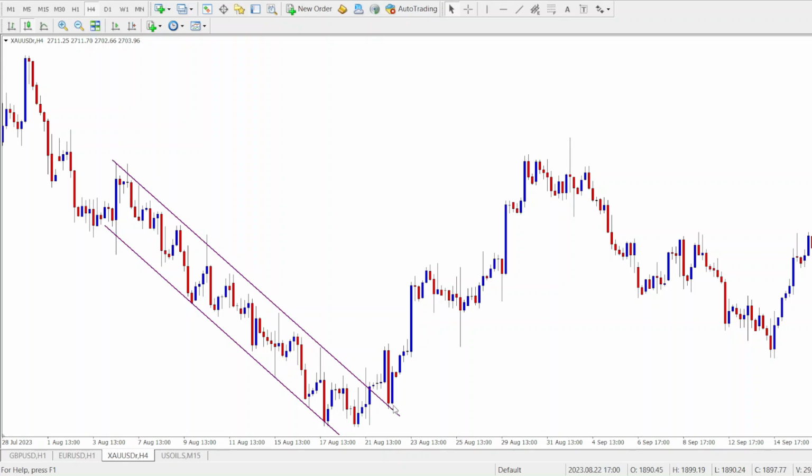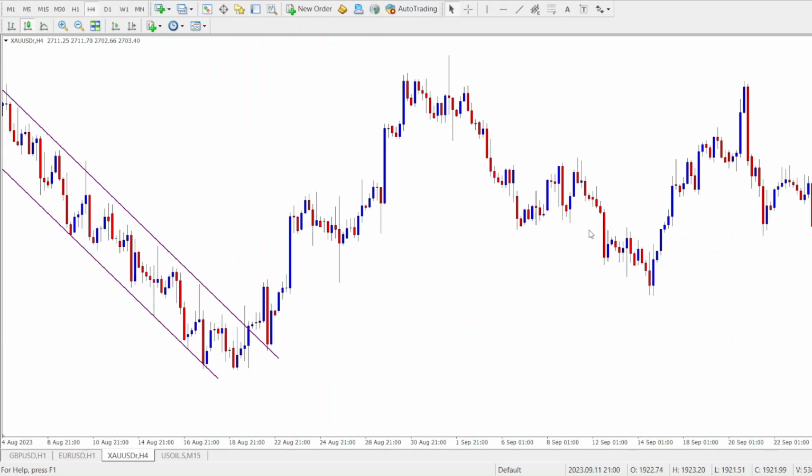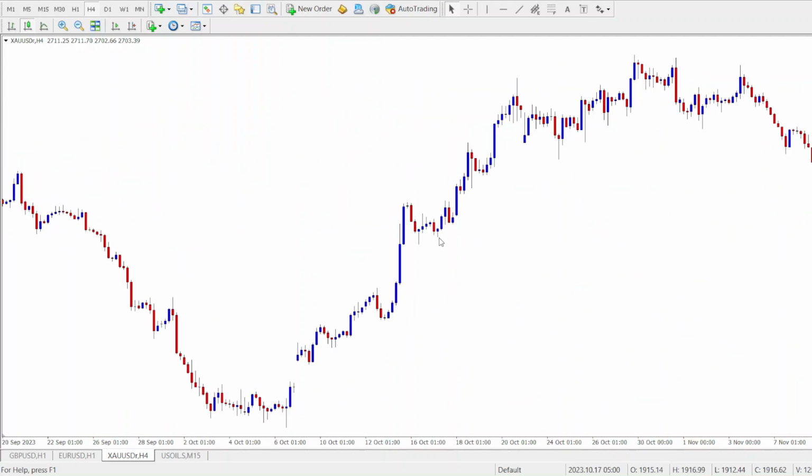And then we can see that the breakout was valid. So in a bullish breakout, if price breaks and closes above the resistance line, just like in this case, it can signal a continuation of the uptrend, a bullish breakout, or a new bullish trend starting.